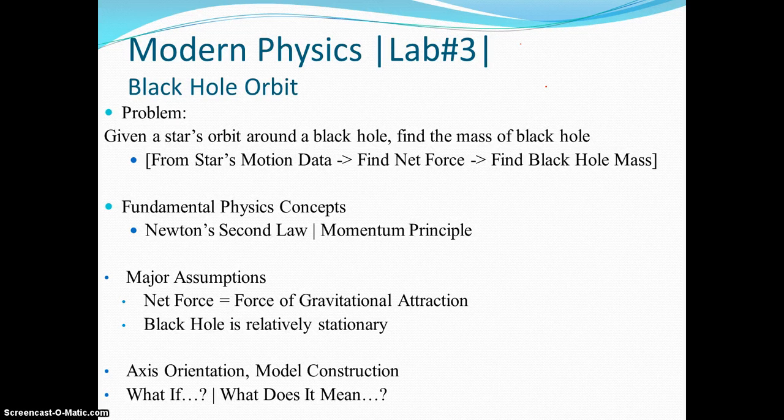The fundamental physics concept that we're dealing with here will be Newton's second law in its most popular form, the momentum principle. And we're going to start with two major assumptions: that the net force acting on our system, which in this case will be a regular star, will only be the force of gravitational attraction from the black hole. Also, we're going to assume that our black hole is relatively stationary compared to the star. And then we're going to go over a couple other things and answer some questions based on the data that we analyze.